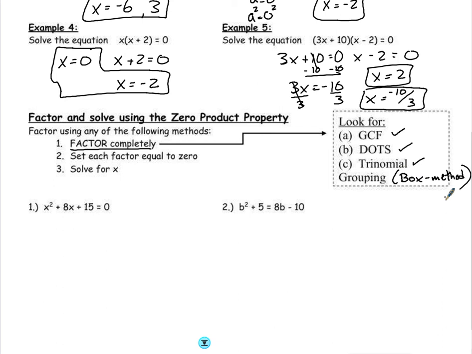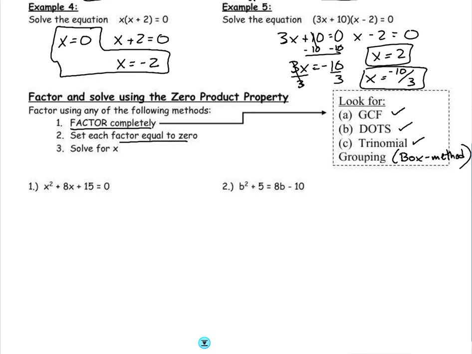So we have three different ways we can factor, always looking for these first, and once I factor it, it becomes very similar to what we did up through example 5: setting each factor equal to 0 using the zero product property, and then solving for x. What makes this different from factoring is that now I have this equals 0, and the only way I can solve is when I have an expression set equal to 0.